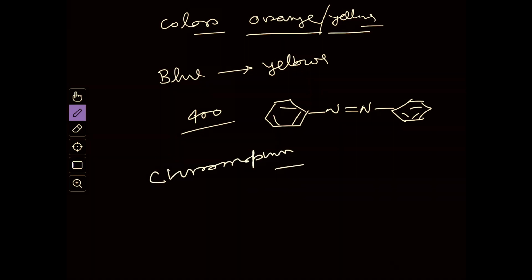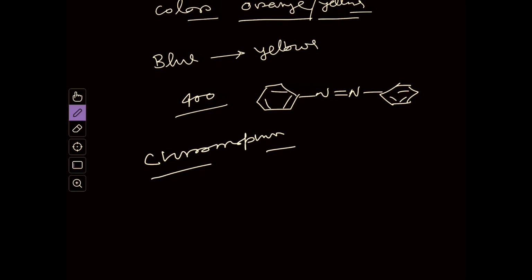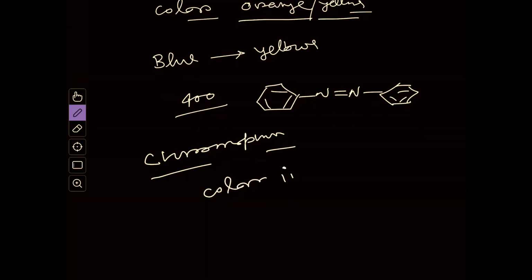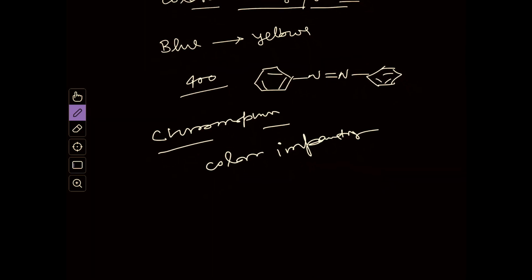What is a chromophore? Historically, chromophore literally means anything that exerts color. So it is a color imparting particle or group. But nowadays we use the term for anything that can absorb light. So a chromophore is actually a molecular antenna. Any group that can absorb light is a chromophore.